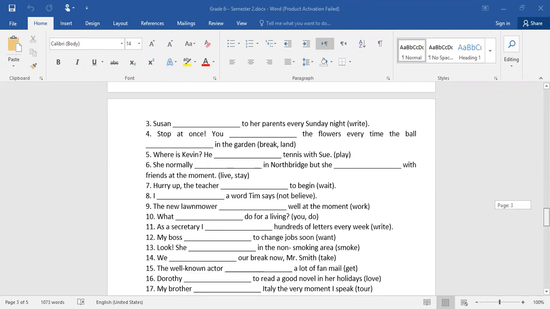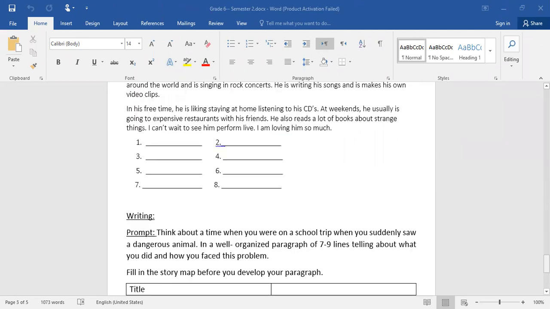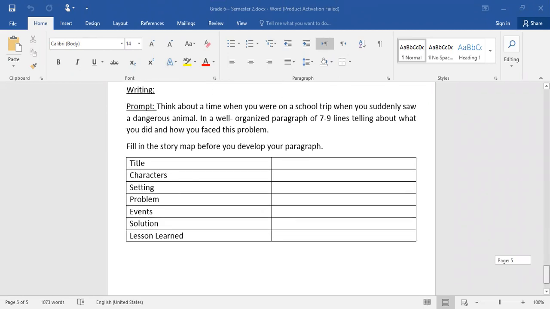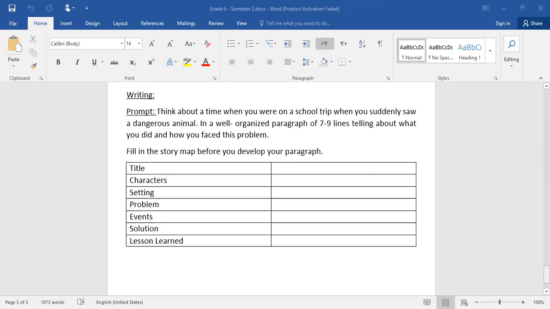Okay, so yesterday we finished everything concerning the worksheet on writing, grammar and comprehension. Now we are going to start with the writing part. The writing here, as you know, is narrative writing. We have taken everything about narrative writing, especially this graphic organizer, which is the story map.